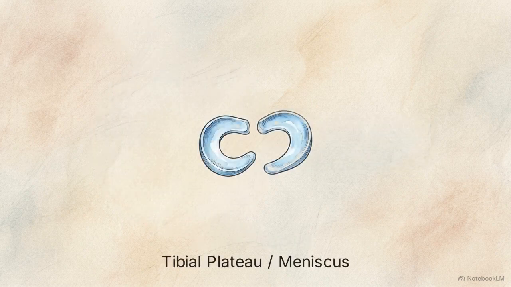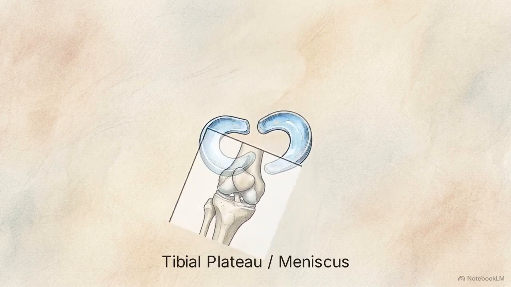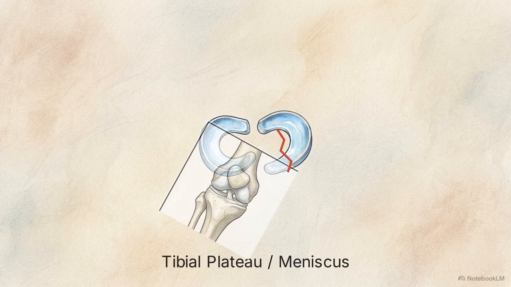This top-down view of the tibial plateau highlights the C-shaped meniscus cartilage. About half of ACL ruptures present with a concurrent meniscal tear. The rotational force that destroys the ACL often simultaneously crushes and shears the meniscus between the bones. A meniscal tear introduces a specific symptom: mechanical locking. A fragmented piece of the cartilage wedges itself between the bones, physically jamming the joint mechanism.